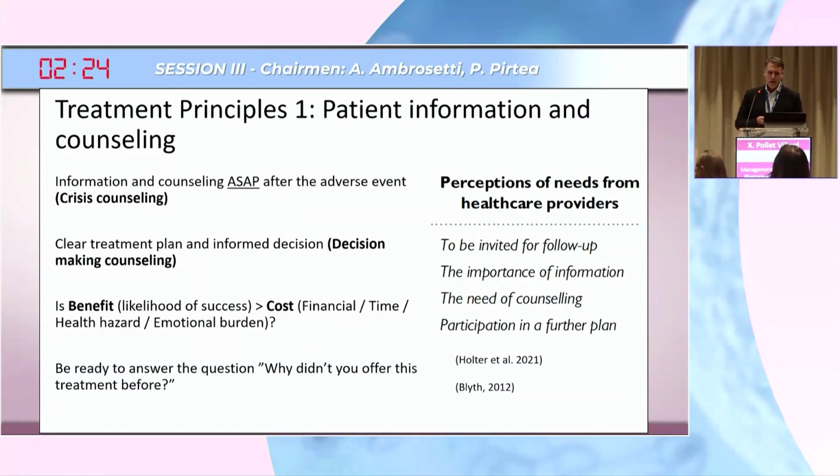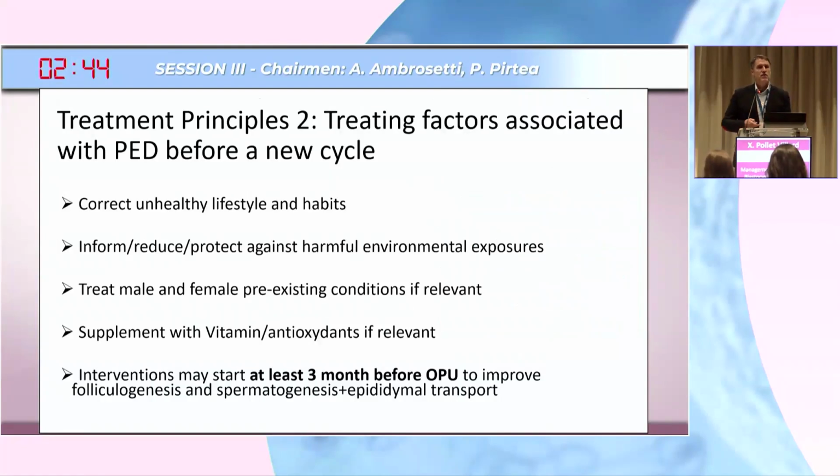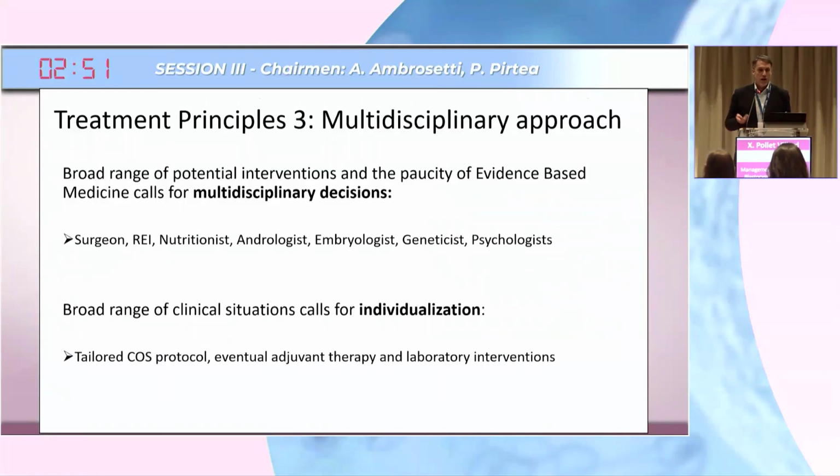Take-home messages. We have to inform our patients really fast. We have to do crisis counseling because they don't like it when they have poor embryo quality. And we have to have a good plan for them, decision making. And we have to be honest and present the cost and the benefit. Treatment principle, correct, of course, the factors. Individualize, it's the keyword, individualize. Multidisciplinary decisions, because we are talking about multiple potential causes, and individualization.